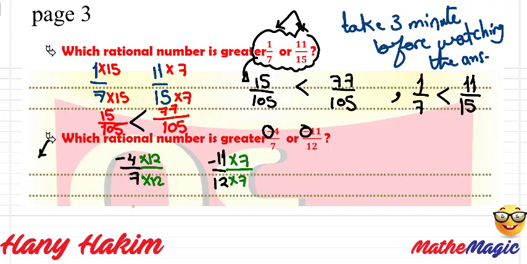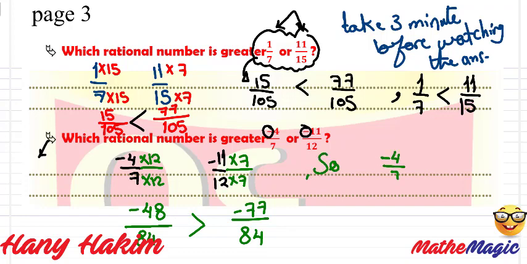The first part, this will be negative 48 over 84. 11 by 7 over 12 by 7, this will be negative 77 over 84. And negative 48 is greater than negative 77. So I understand that negative 4 over 7 is greater than negative 11 over 12.